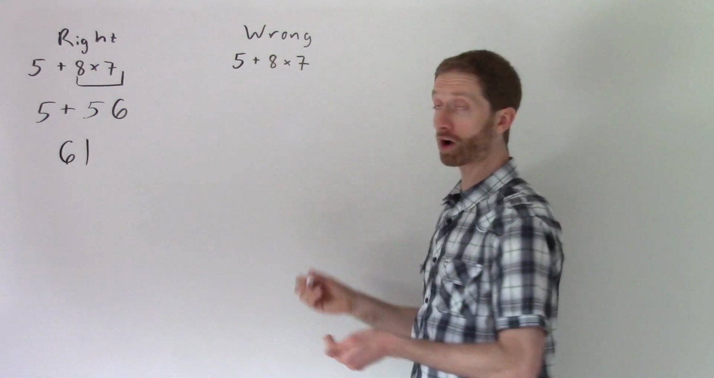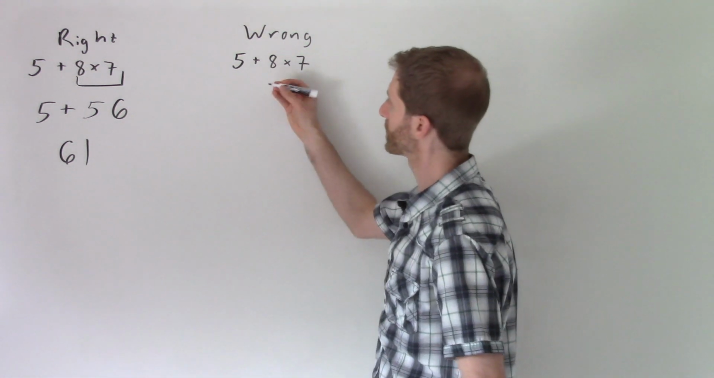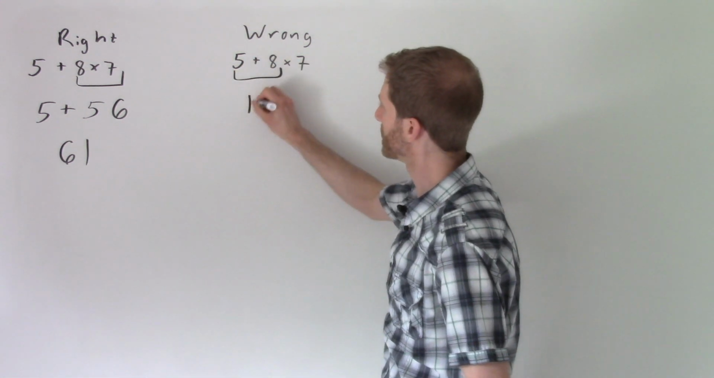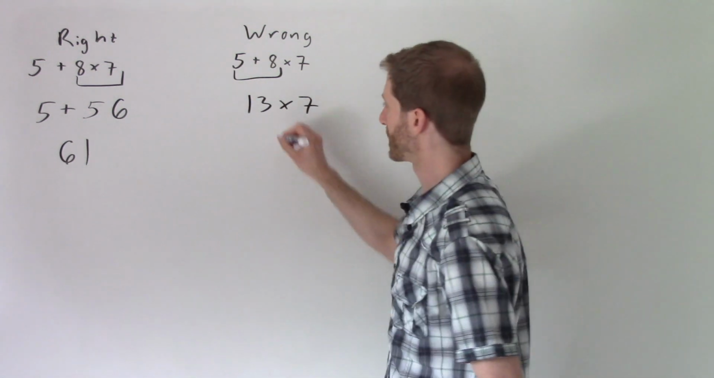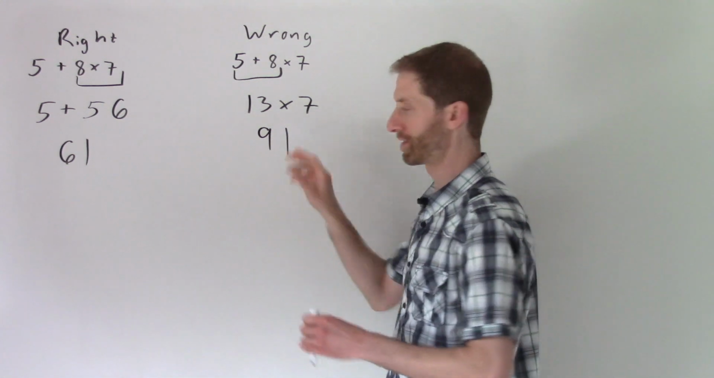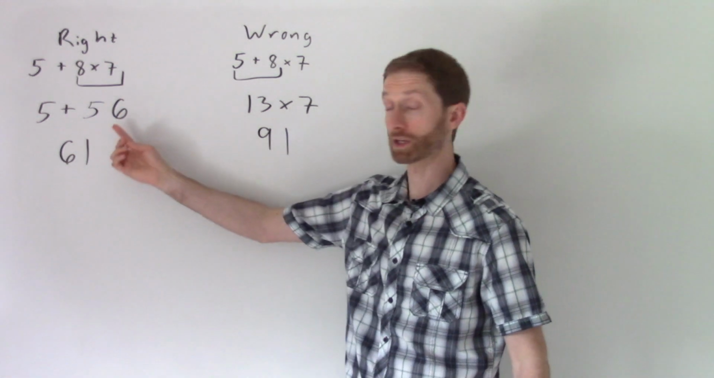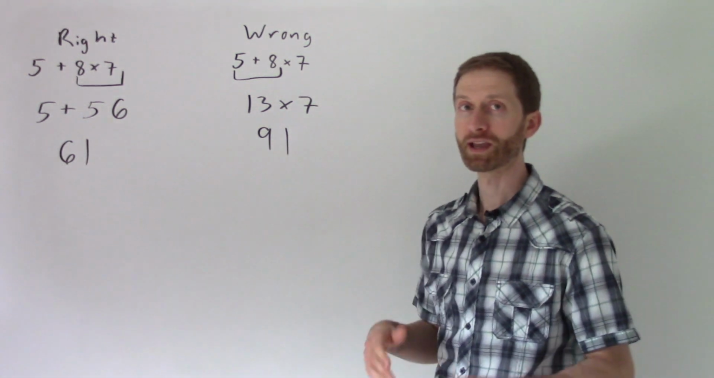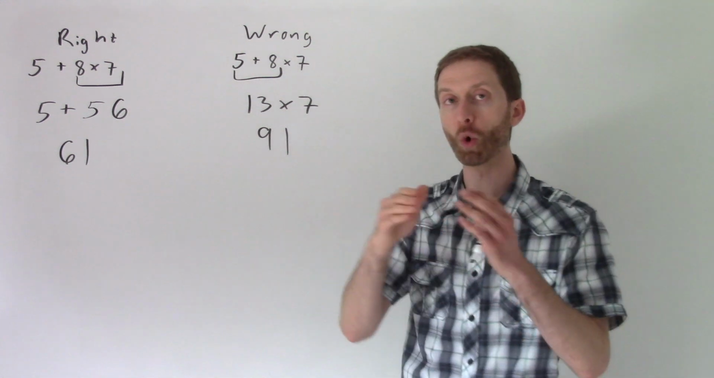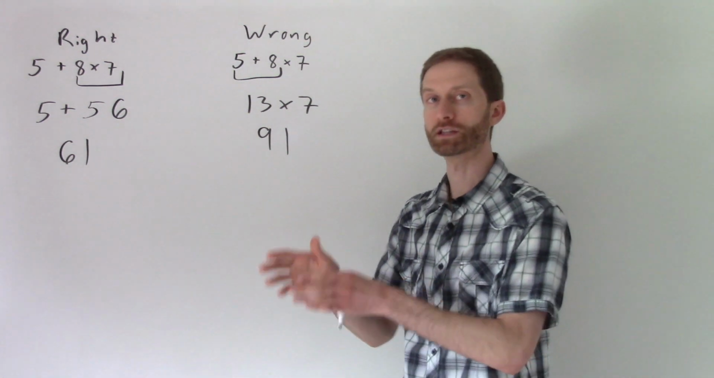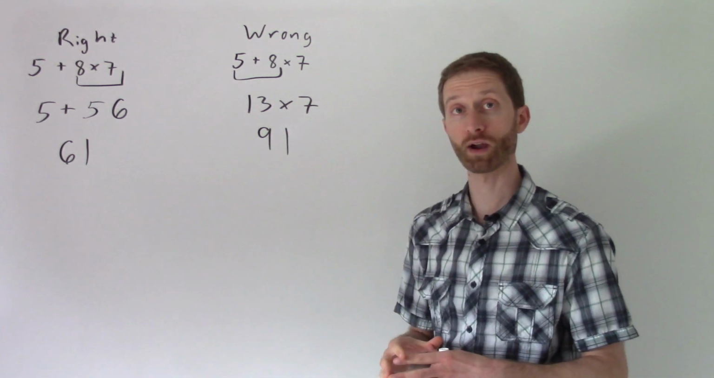Then the wrong way of doing it would be doing the addition first. So we look at this, the addition first, that would be 13 times 7. And then 13 times 7 is 91. Now let me make it very clear, this is the wrong way. But we see right away that there's a big difference between doing it the correct way and the incorrect way. And it's not that we added wrong or multiplied incorrectly here, it's the order of the addition and multiplication that we did incorrectly that gave us such an incorrect answer.